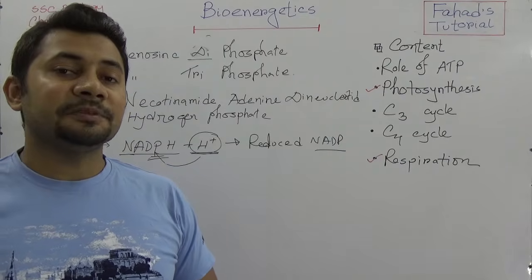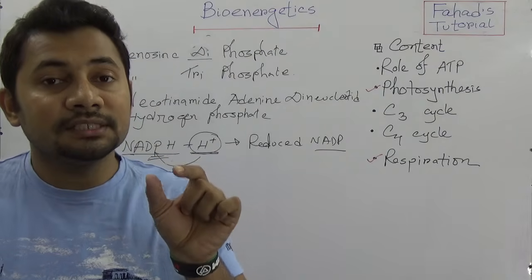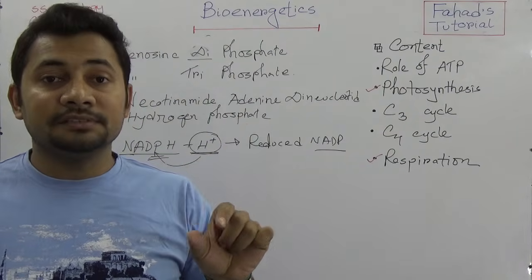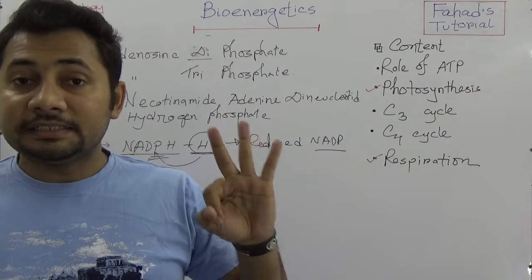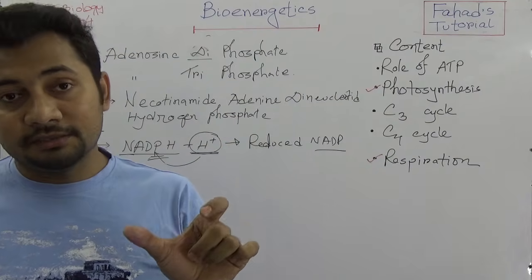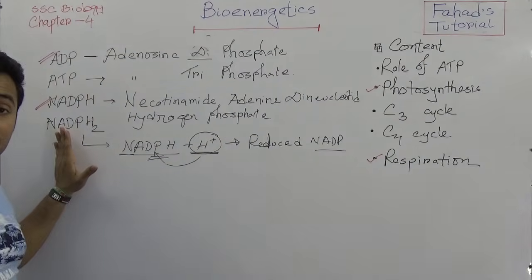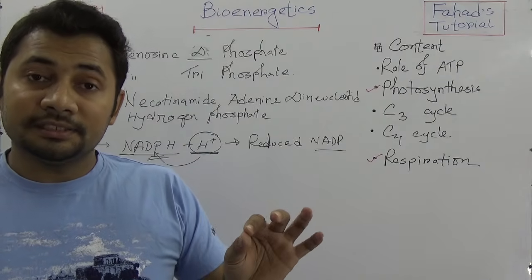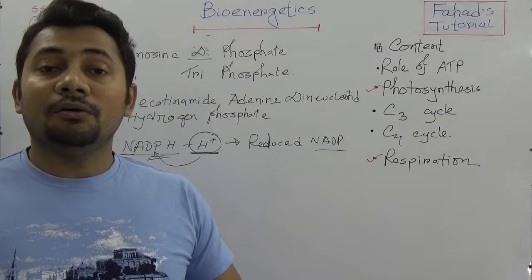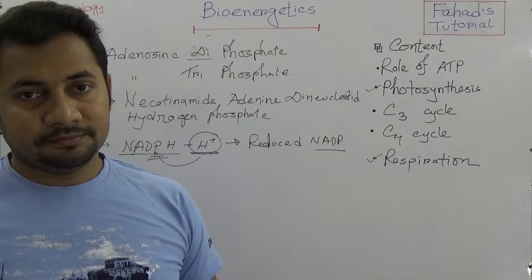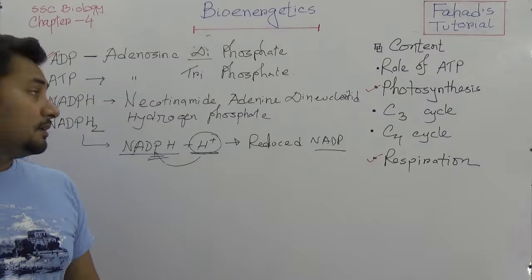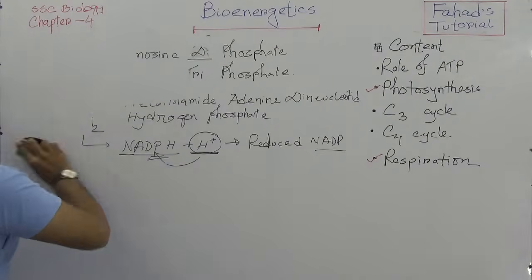So what is ATP? You must know it's adenosine triphosphate. That means in this compound 3 phosphates are attached to the molecule. And NADPH2 is nicotinamide adenine dinucleotide hydrogen phosphate, or reduced NADP. So these 2 words will be the keywords for this chapter.